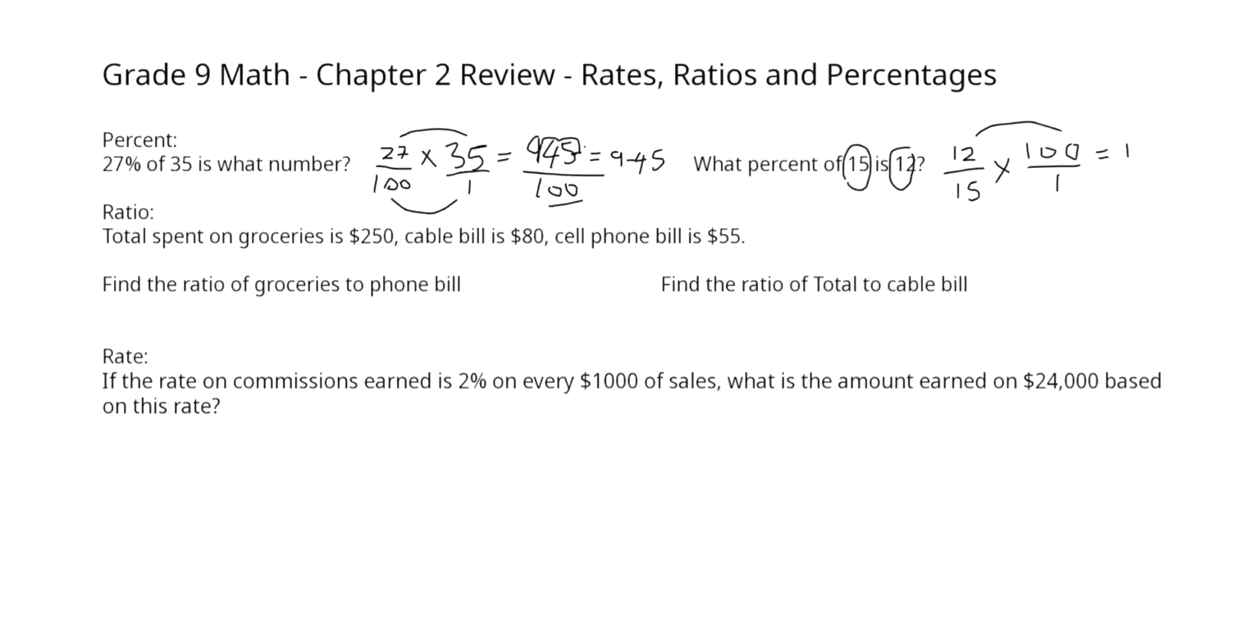Okay. And now we just need to carry the 15 because 15 times 1 is 15. So in this case, 15 is going to be divided into 1200. You can either do the long division or use your calculator for that. If we divide 15 into 1200, the answer will be 80. Okay.